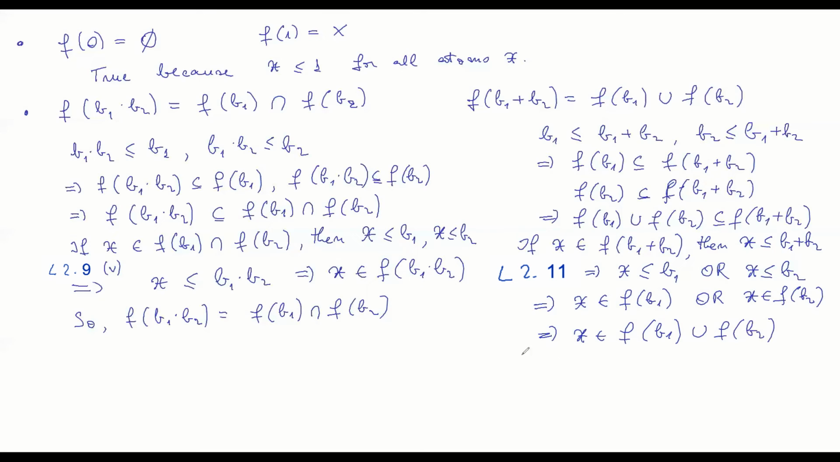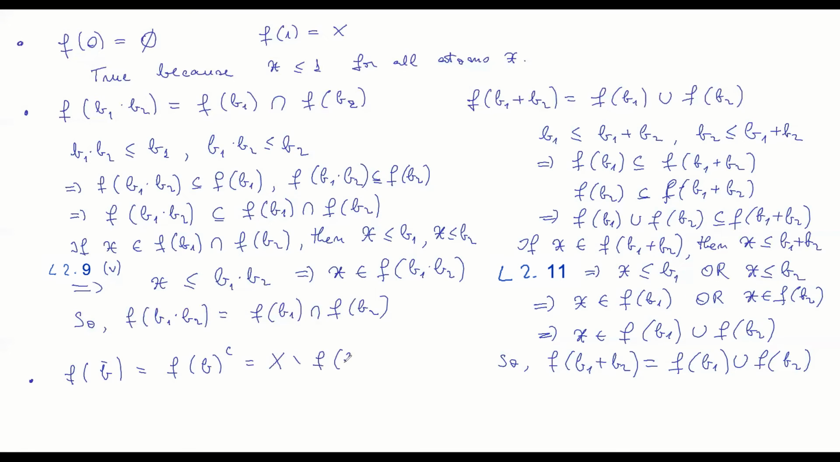So we have also established, in this case, the claim we wanted to have, f of b1 plus b2 is exactly equal to f of b1 union f of b2. So the only thing left for us to prove is the complement. So to prove the complement, we have to show that f of b bar is exactly equal to f of b complement, which really in our case is x minus f of b. So that's what we need to show.